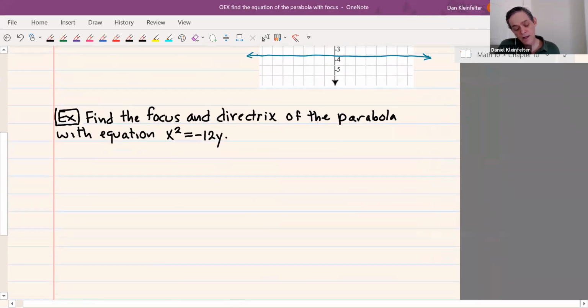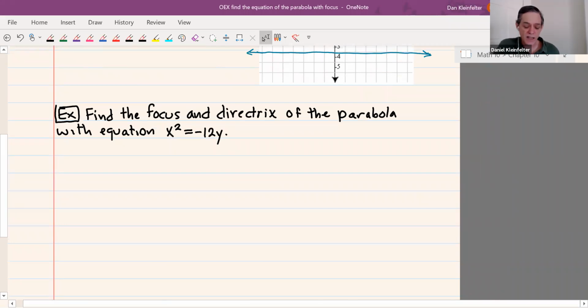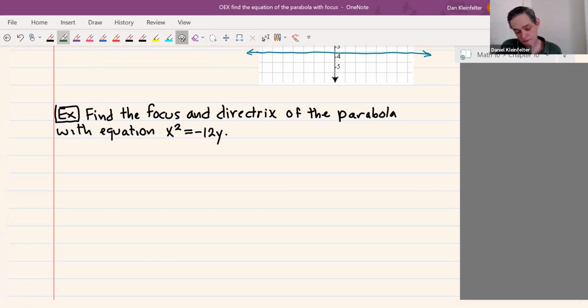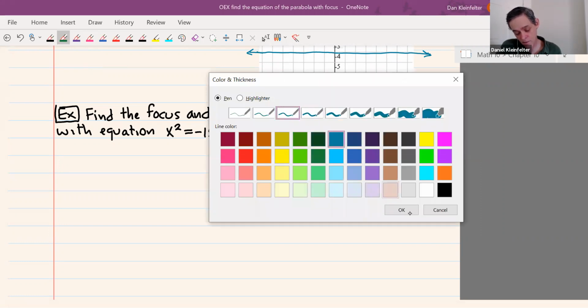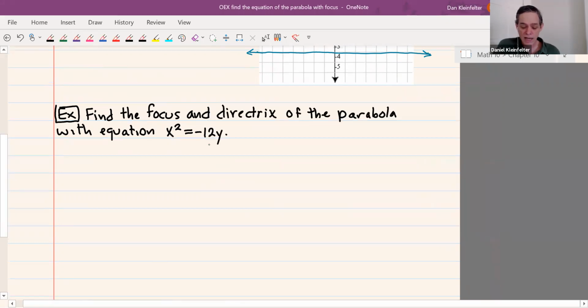Okay, all right, this time we're going the other direction. This time we have the equation for the parabola and we want to find the focus and the directrix. Okay, so here, again, if you wish, a sketch can help you with this, although in this example it's not required. We have x squared equals -12y.